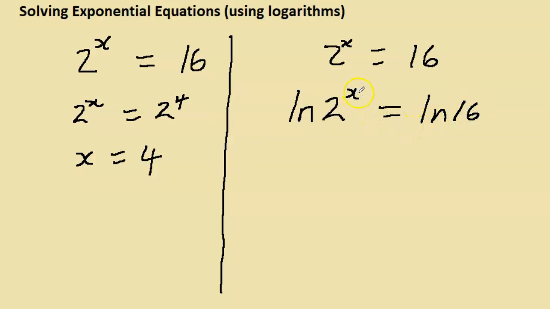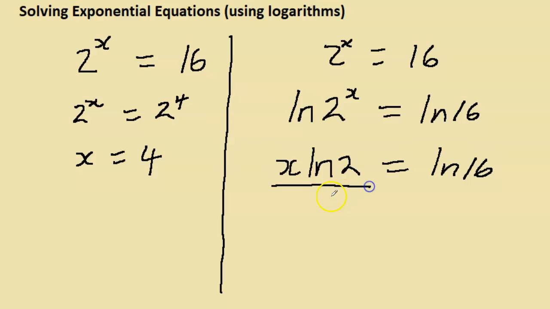Now, if you watch the video that I did on the properties of logarithms, this power here, x, we can bring it to the front here. So ln 2 to the power x can be rewritten as x ln 2. Alright, we'll just move this to the front, equals ln 16.